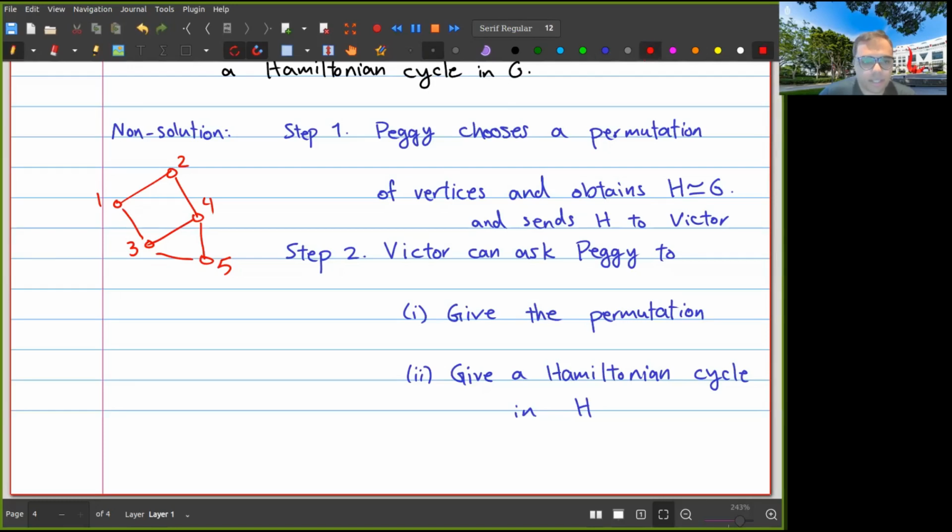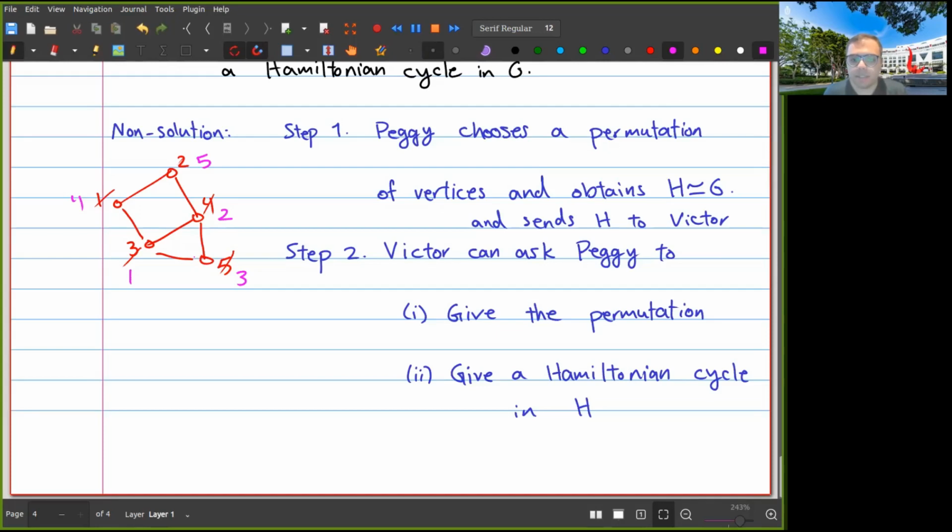And so in the first step, Peggy is just going to change these labels. So maybe Peggy is going to say, I'm going to change these labels to, let's say, 5, 1, 4, 3, 2. Okay. So she will give this new graph to Victor, and Victor sees this new graph. He also knew the previous graph. But there is no way for Victor to really check that this is the same graph and only the numbers of the vertices have changed, especially, again, if this is a big graph.